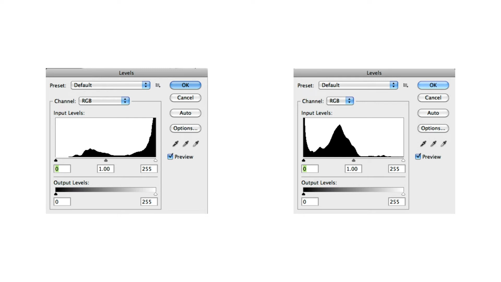The way you read a histogram is, on the left of the chart at 0, that's pure black. There's no light. At the far right is 255. That's pure white. No detail there. And then in between, you have all the shades. So the histogram on the left represents a photo that's very bright, because the tones are on the brighter side of the photo. And the chart on the right is for a darker photo, because most of the tones are on the dark side of the image, past the midpoint towards the dark side.